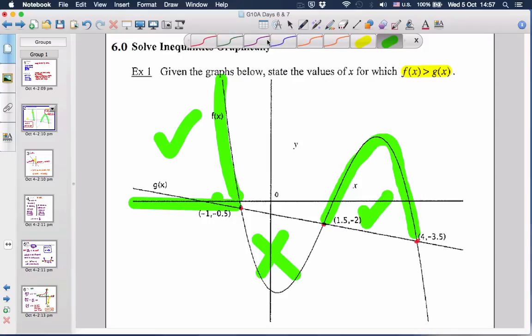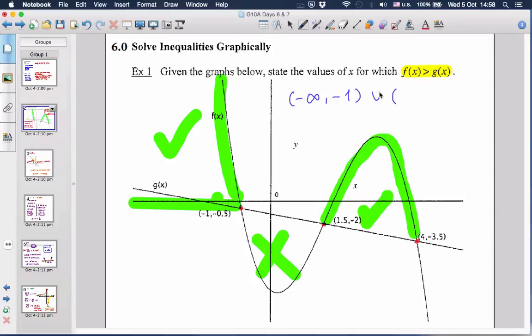So you can write your solution. It's going to be an interval from negative infinity to negative 1, union 1.5 to 4. The endpoints are not included because we want to know when f is greater than g. If it's greater than or equal to, then these endpoints, except for the infinity one, would be included.